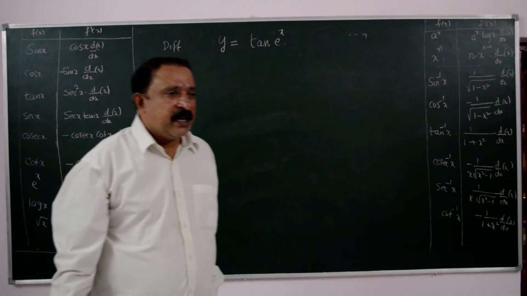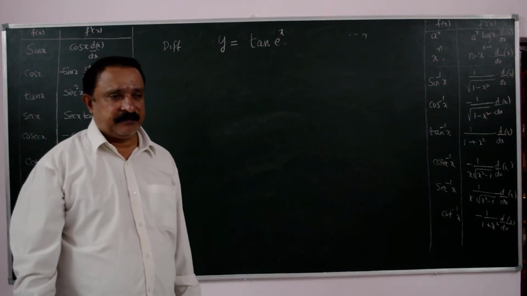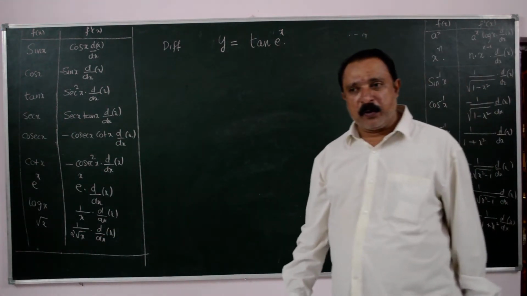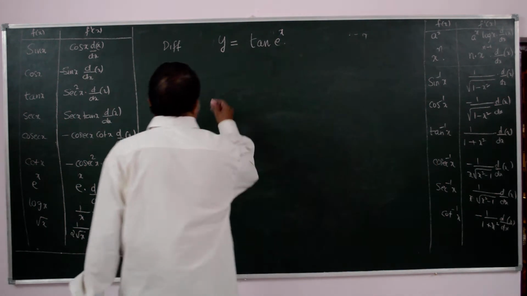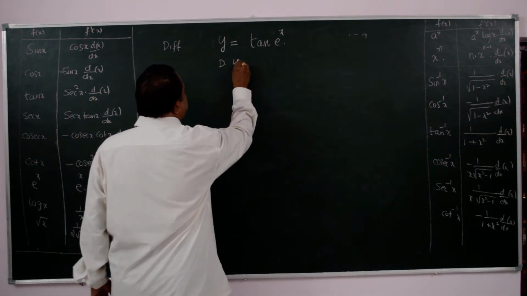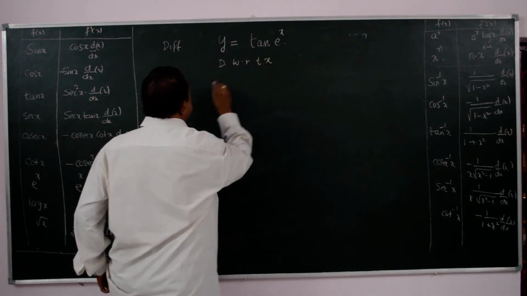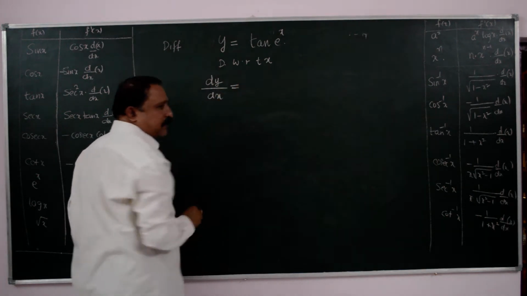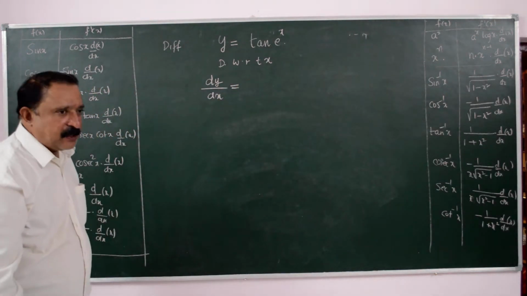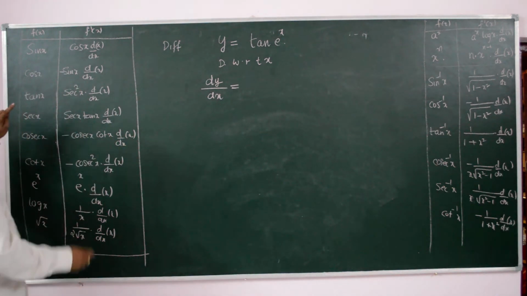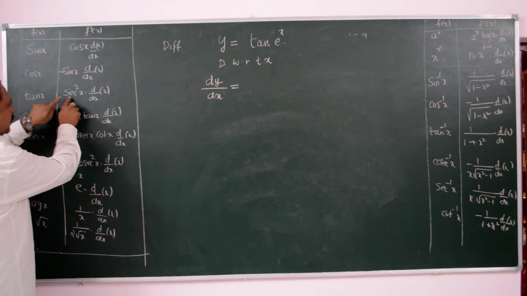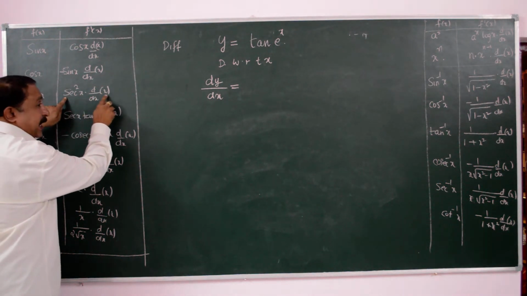Differentiate tan e to the power of x. Y equals tan e to the power of x. Differentiating with respect to x, dy by dx equals, I will directly write the answer. Now look into this formula list. Differential coefficient of tan x is secant square x into d by dx of x.